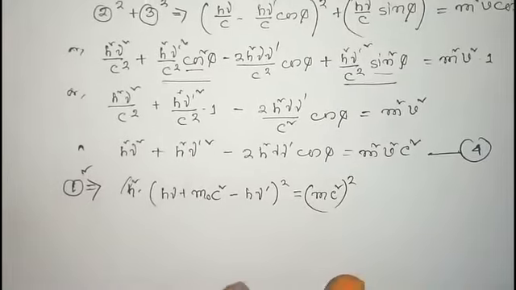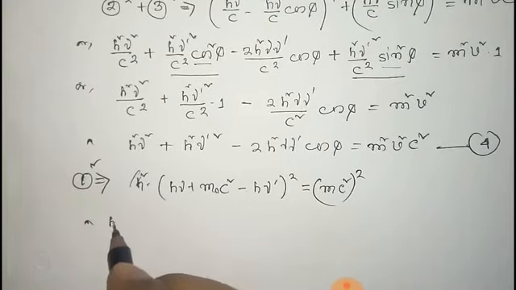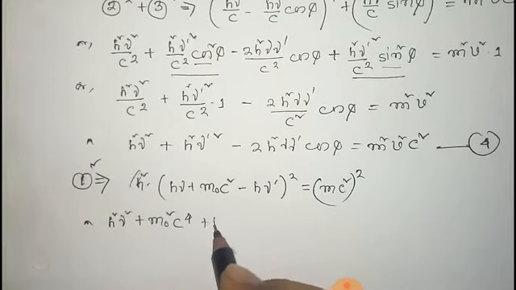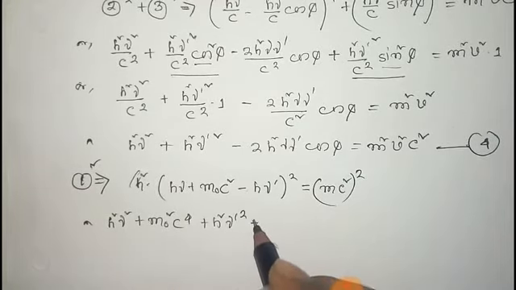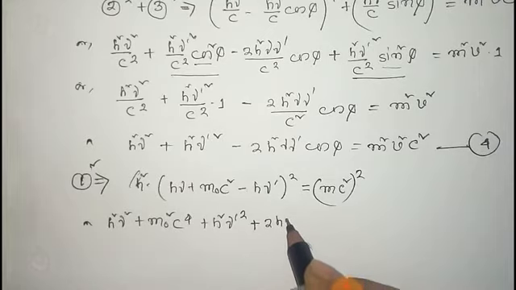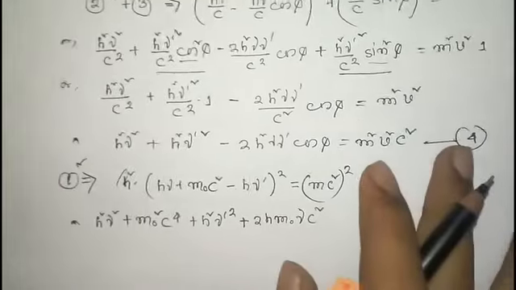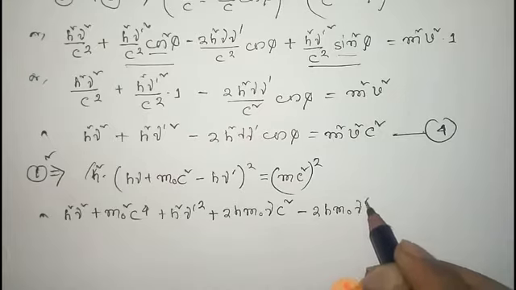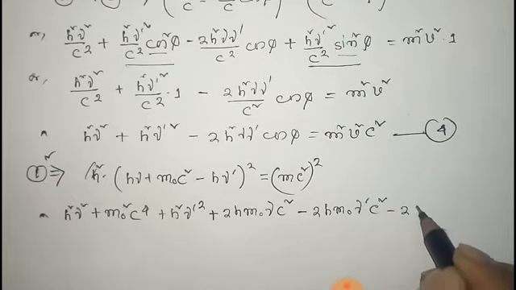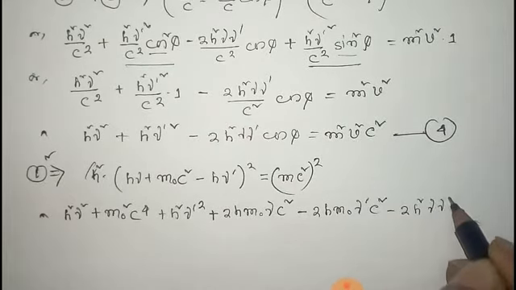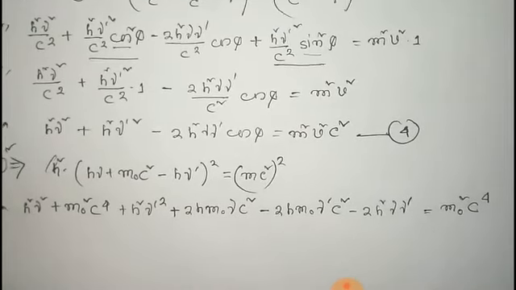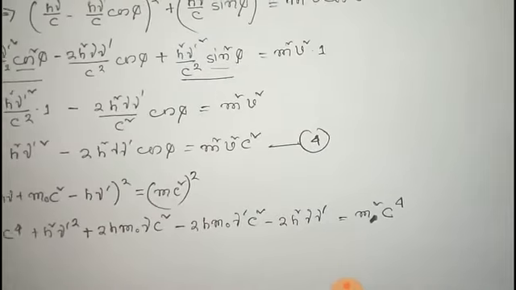Now we expand this. It will be h square nu square plus m naught square c to the power 4 plus h square nu prime square plus 2h m naught nu c square minus 2h m naught nu prime c square minus 2h square nu nu prime. After expanding this square we get this equal to m square c to the 4.